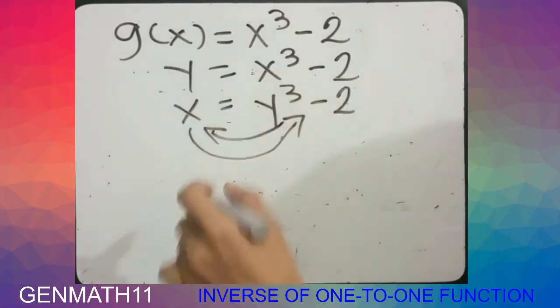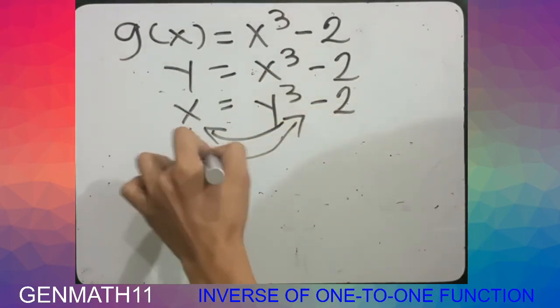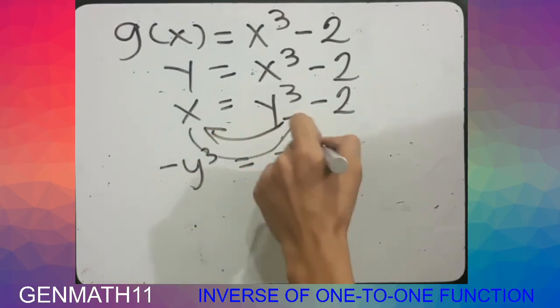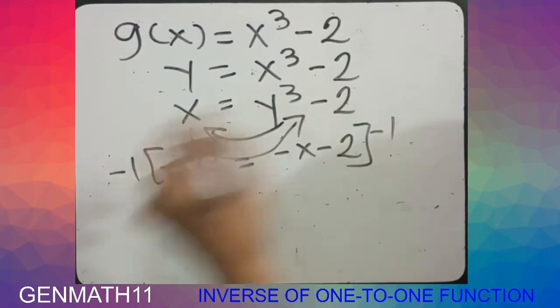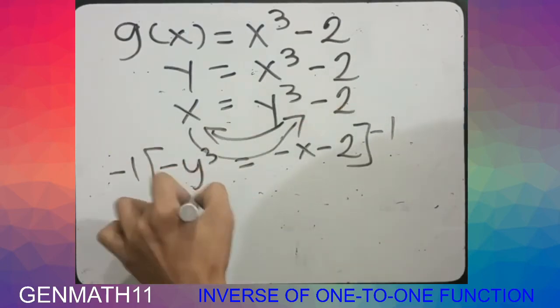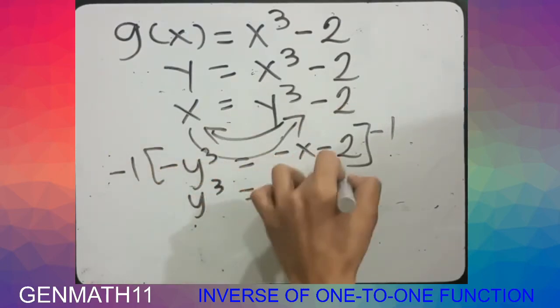Next, transposition. Sililipat natin si y sa kabila, magiging negative y cubed equals negative x minus 2. Then, multiply both sides by negative 1 to cancel out the negative on y, so y cubed is equals to x minus 2.